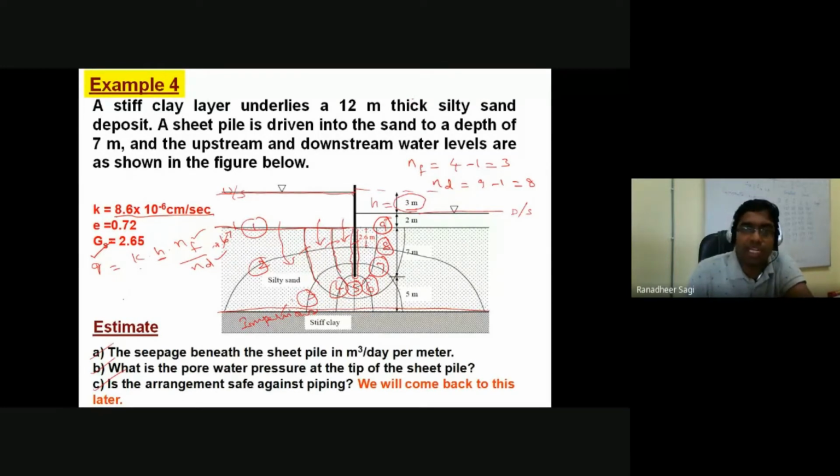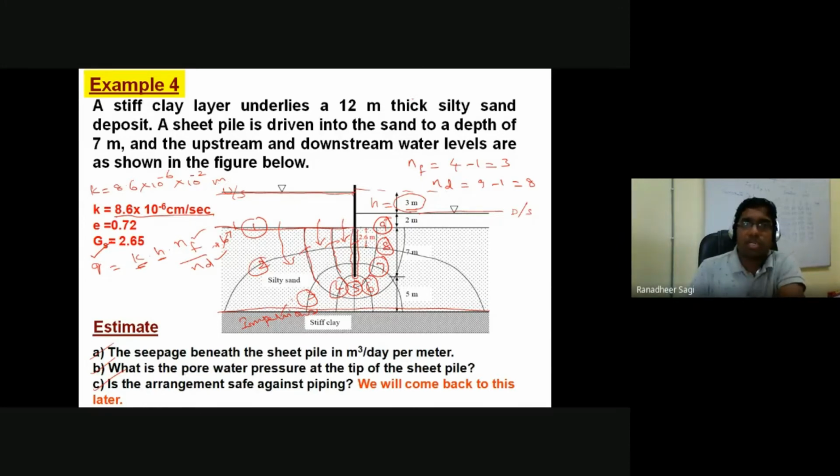But you have to be a little careful, because the K value you are going to substitute is in centimeters per second. Let me convert this into meters per day, because the quantity I am trying to calculate is in units of meter cube per day. So K comes out to be equal to 8.6 into 10 to the power of -6 centimeters; if I want to convert into meters, it's once again into 10 to the power of -2, per second.